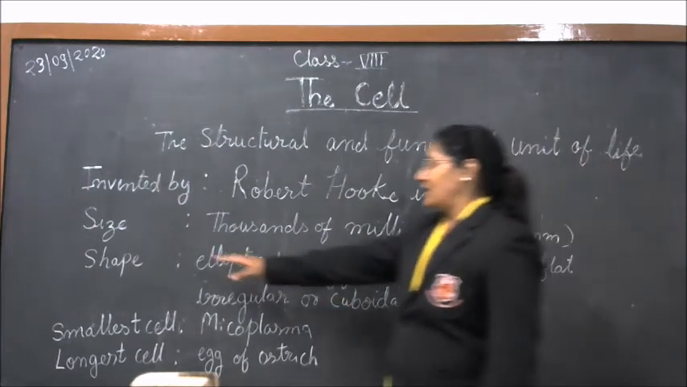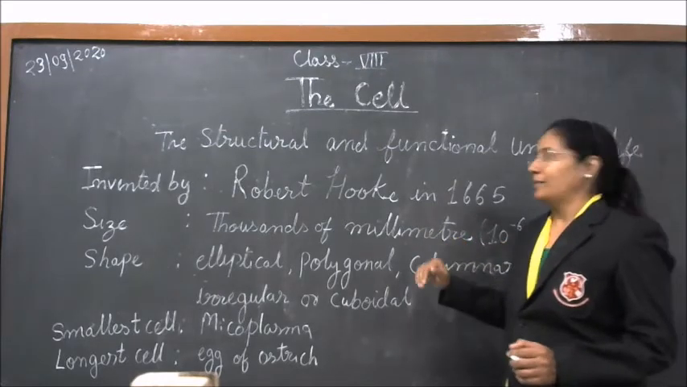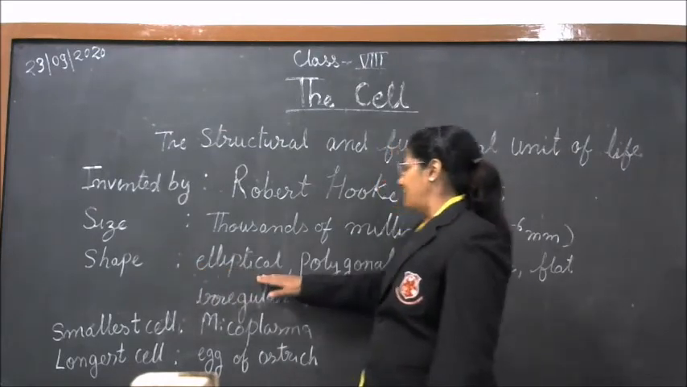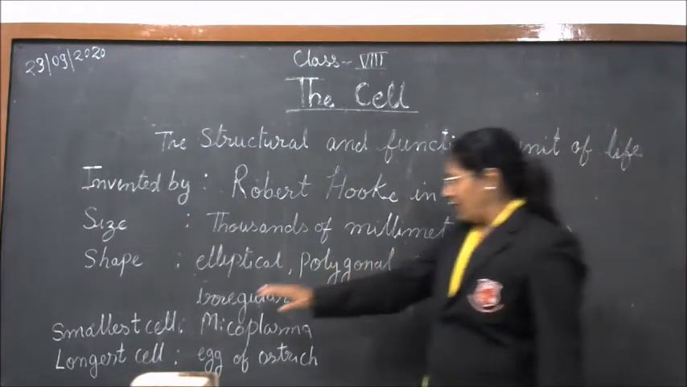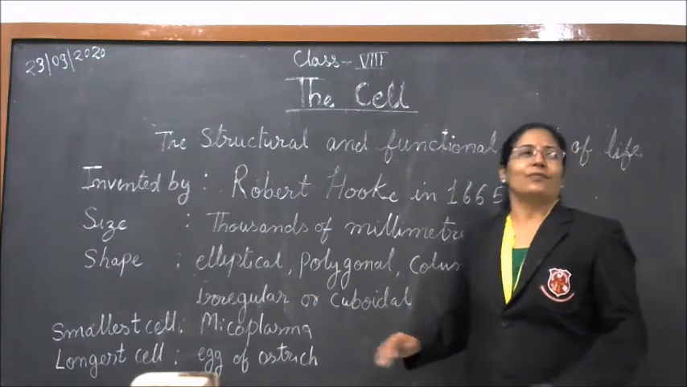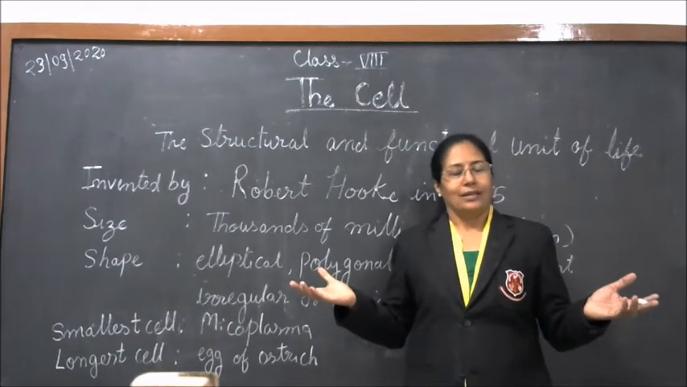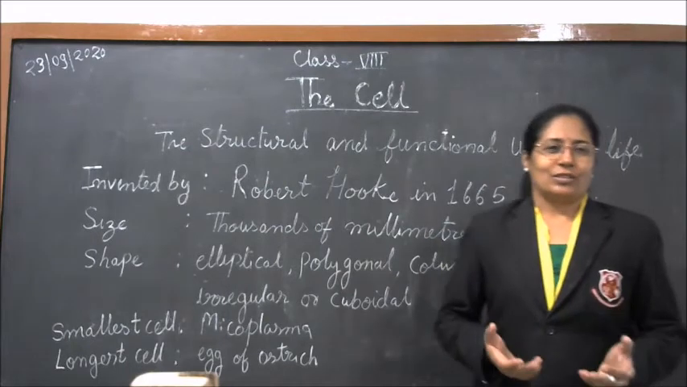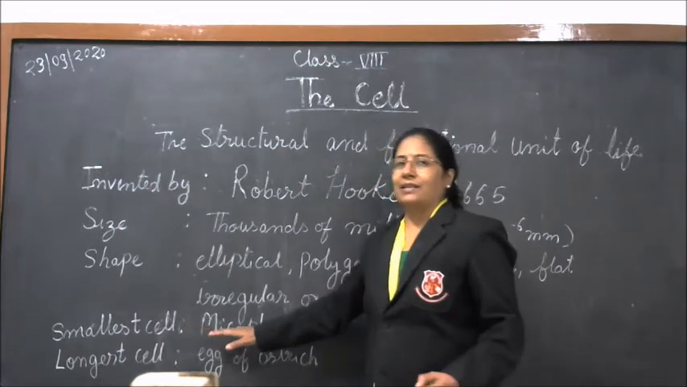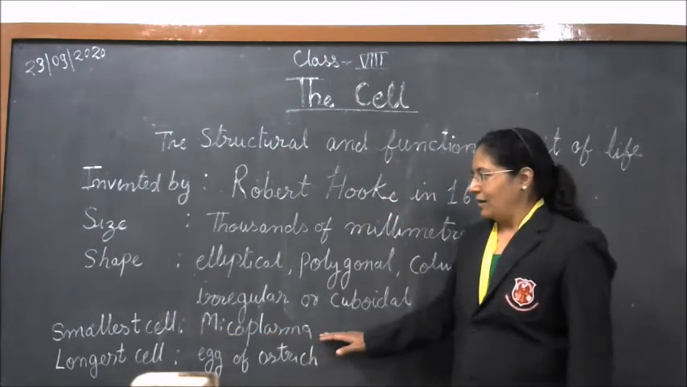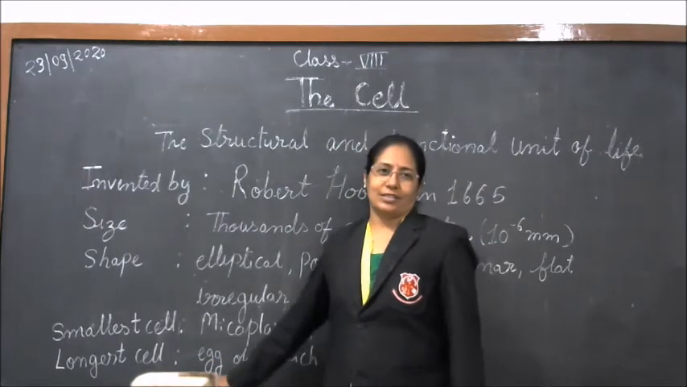See, the size of the cell is thousands and millions of times smaller than a millimeter, and the shapes of cells are elliptical, polygonal, columnar, flat, irregular or cuboidal. You can say a vast variety of cell structures is present in nature. The smallest cell is the bacterial cell, that is mycoplasma, and the longest cell is found in the egg of an ostrich.